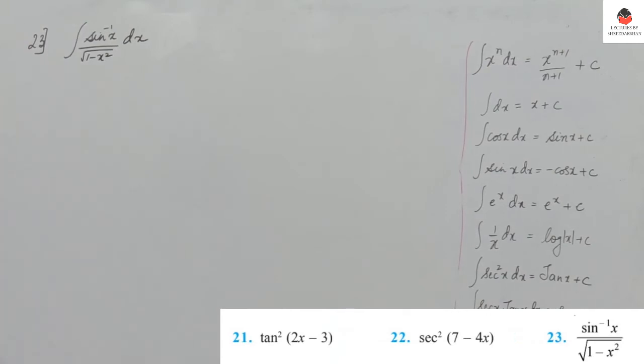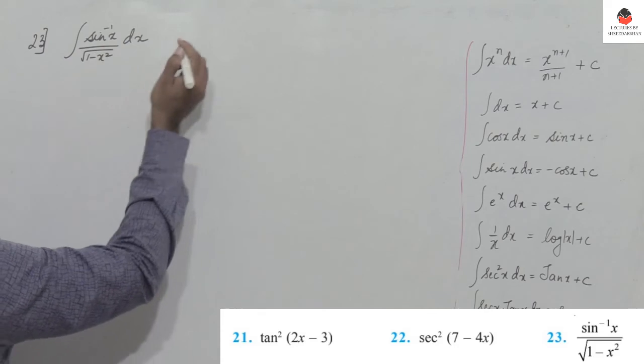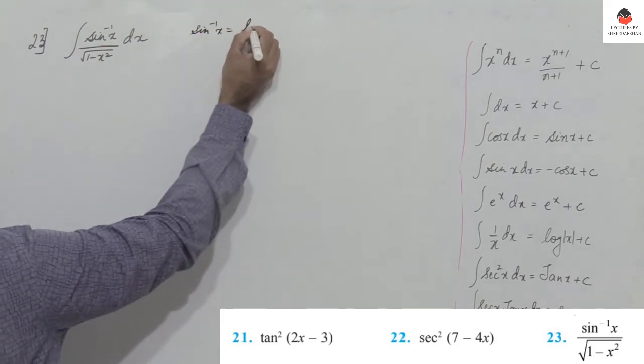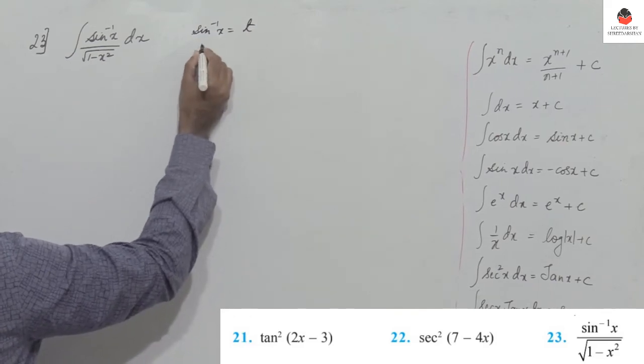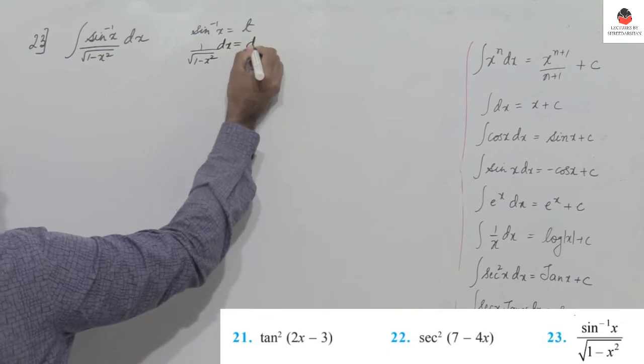Problem 23. Find the integral of sine inverse x divided by root of 1 minus x square. So we know that the differential of sine inverse x is 1 by root of 1 minus x square. So put sine inverse x equals t. If I differentiate this, I get 1 by root of 1 minus x square dx equals dt.